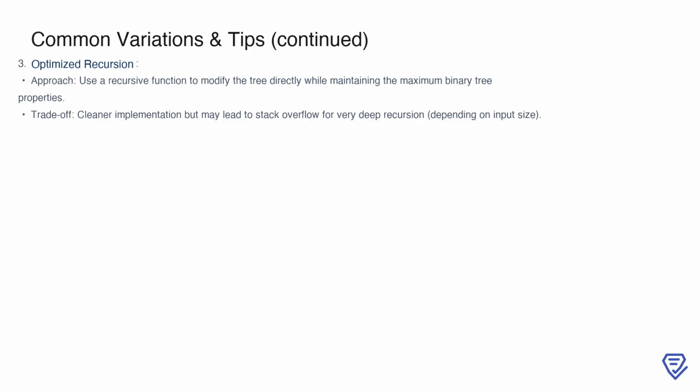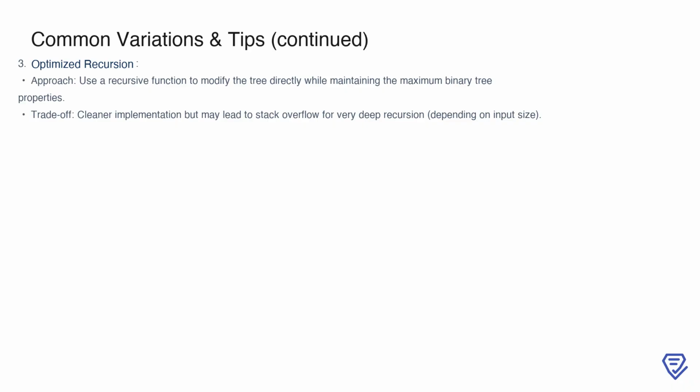Another powerful approach is optimized recursion. Here, you use a recursive function to modify the tree directly while maintaining the maximum binary tree properties. This method can result in cleaner and more elegant code, as recursion naturally aligns with the hierarchical structure of trees. However, it's important to consider potential limitations, such as stack overflow for very deep recursion. This is especially relevant for extremely large input sizes, where the recursion depth can become a bottleneck depending on the constraints of the programming environment. Balancing the simplicity of recursive solutions with their potential downsides is an important consideration when designing your approach.